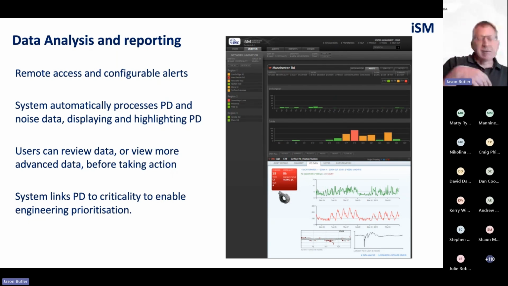Again, make sure it's configurable so it sends you the emails, sends you alerts. Other systems are available, but have a look at the one which suits you. Make sure that it can work alongside your data.